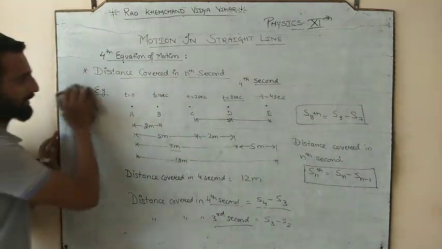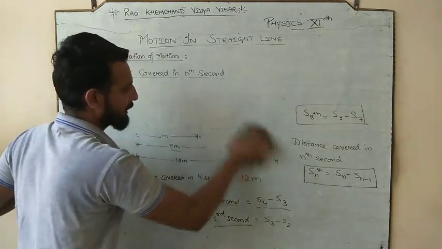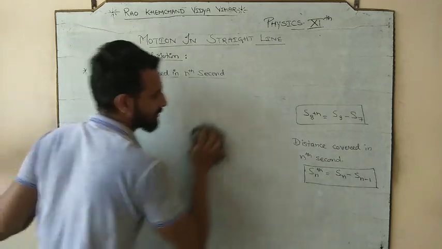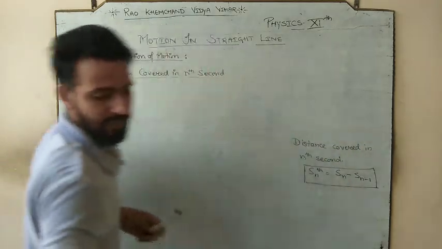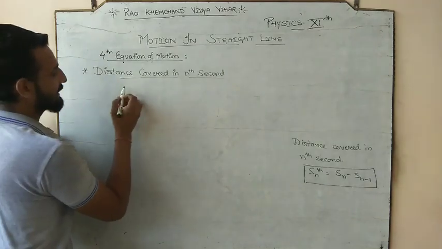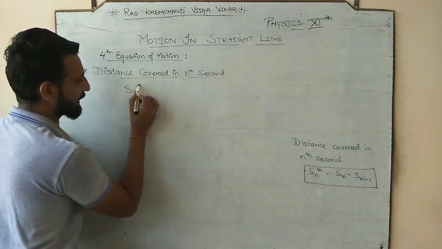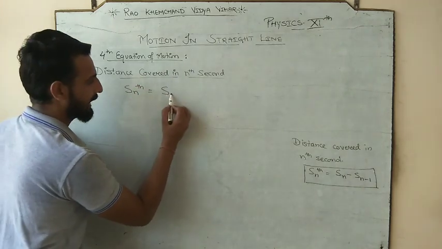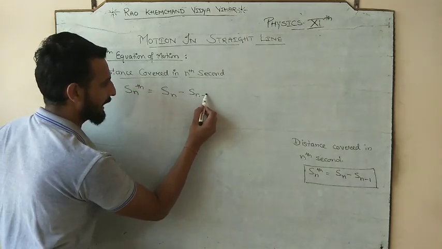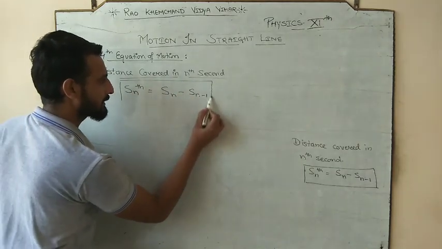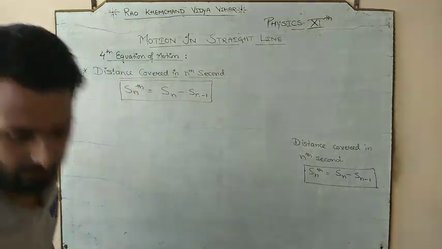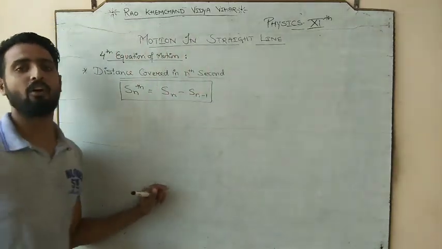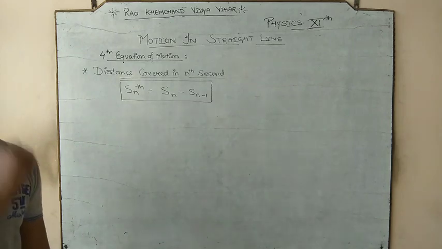This is just to explain to you. So here, by looking at the example and by understanding the concept, we got a relation. And what relation did we get? That the distance covered in nth second is always Sn minus S(n-1). And this would be the first general expression when the teacher is asking for distance covered in nth second.